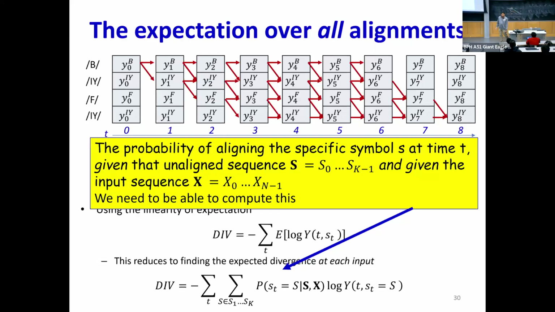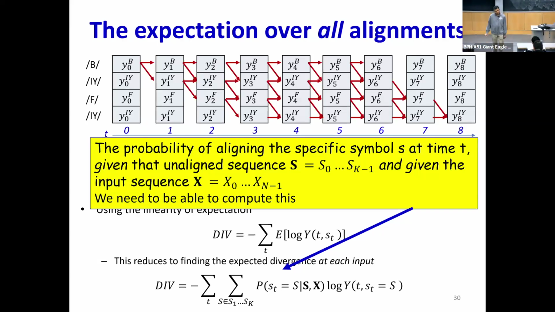Okay, so again, we are summing across all time. That's what we did, right? But at each time, you want the expected loss or the expected negative log probability at that time, which is simply going to be the sum over all of the nodes of the negative log probability assigned with the node multiplied by the probability that when you align this input to the symbol sequence, that alignment aligns S1 to X2, for instance. Posterior.